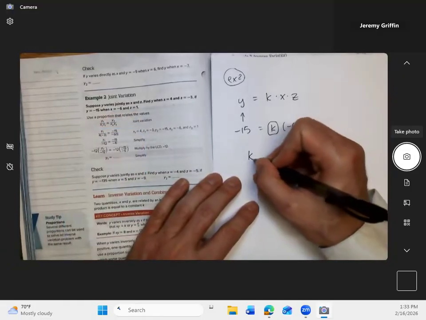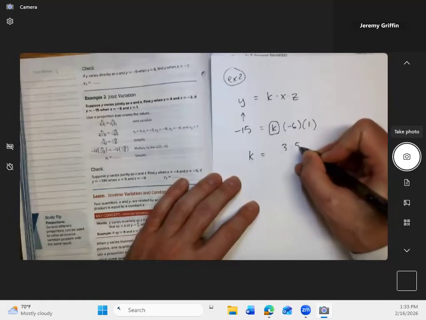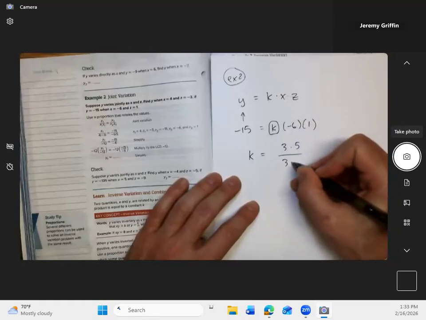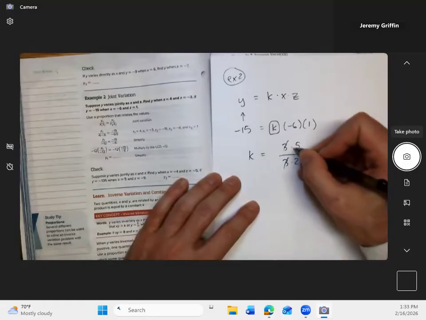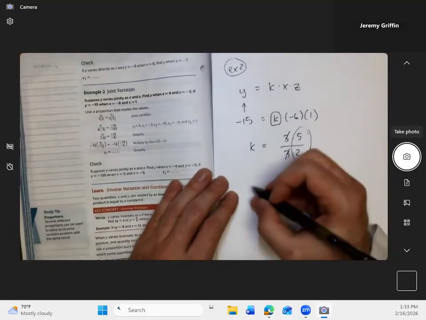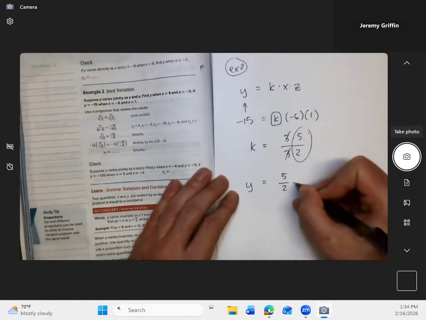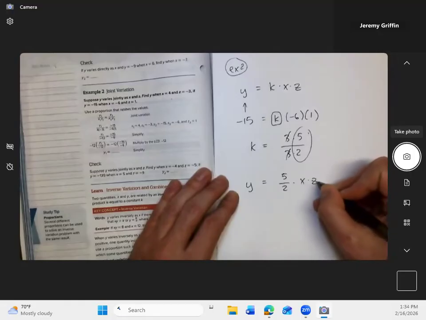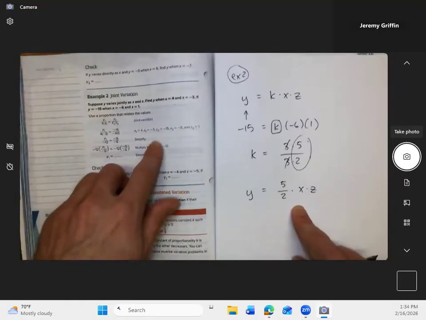All right, well, we can get k. Divide both sides by -6, the negatives cancel. Now 15 I know is 3 times 5, 6 I know is 3 times 2, and I divide that over, and the negatives cancel. So it looks like k is 5 over 2. So we can come up with this equation and say y is equal to 5 over 2 times x times z. Now we got this more explicit type of equation.